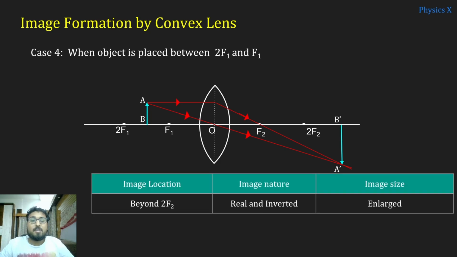Now you can see that when the object is between 2f1 and f1, the image has moved further. But now, when you move the object closer from the 2f1 point to the lens, the image starts to become enlarged. You can directly see that this length A dash B dash is much larger when you compare it with the object size. So the image is enlarged, and of course it is real and inverted.